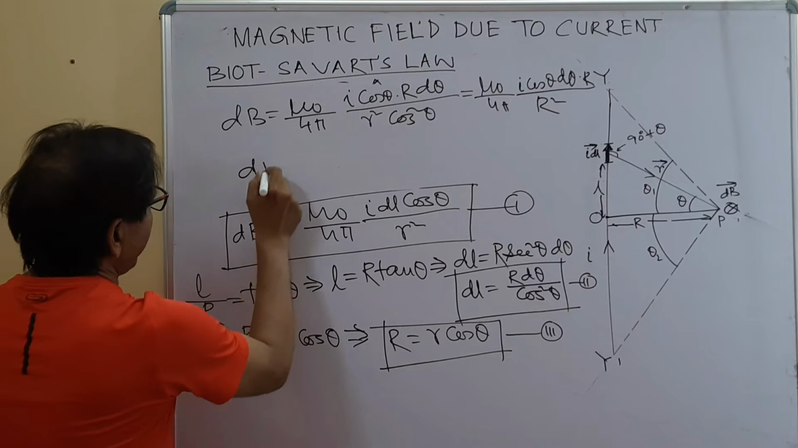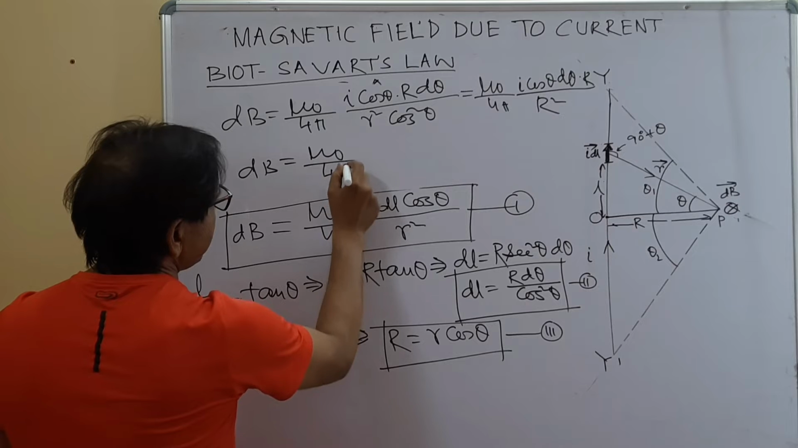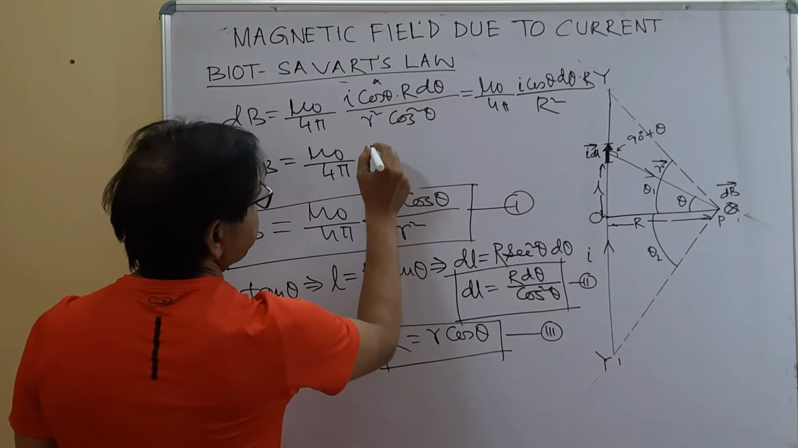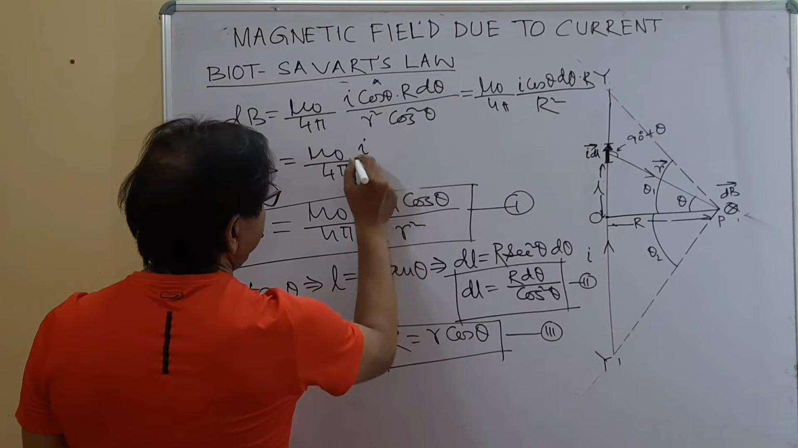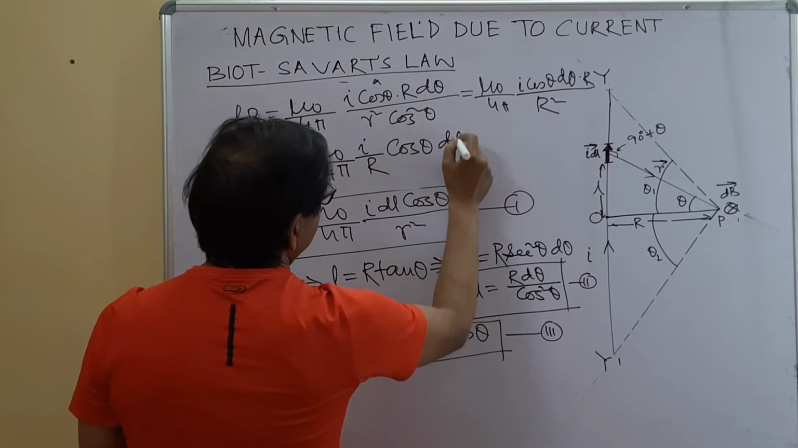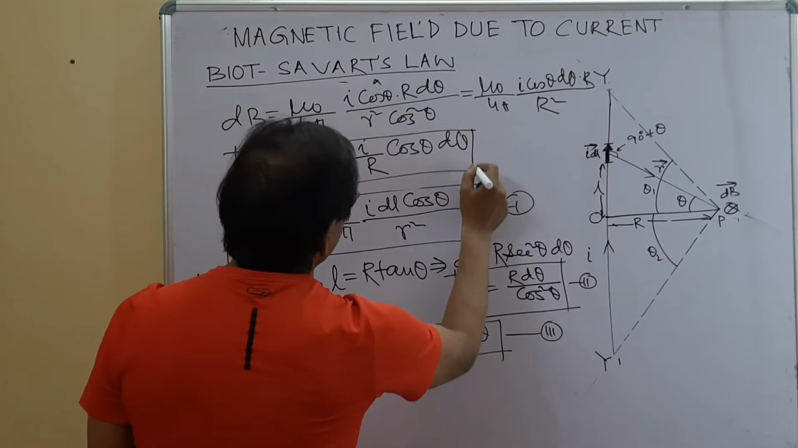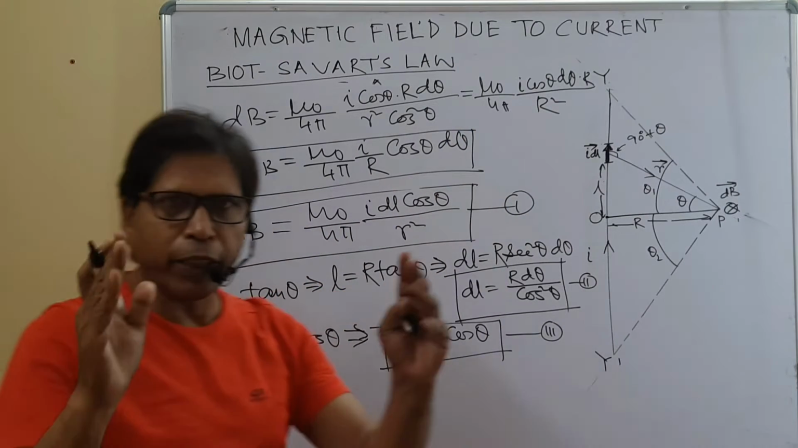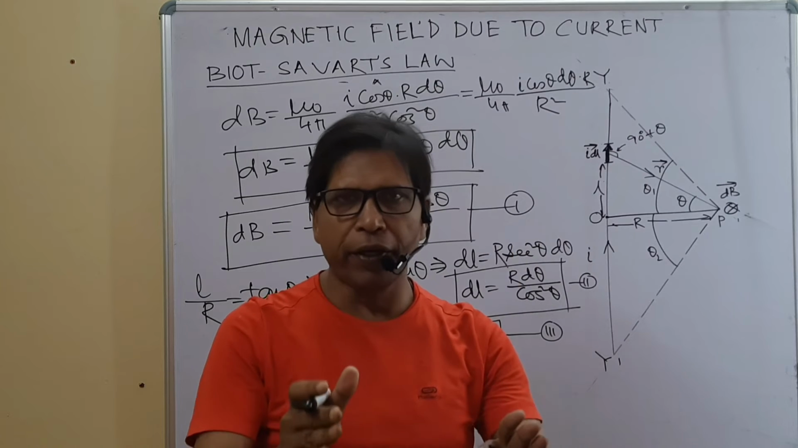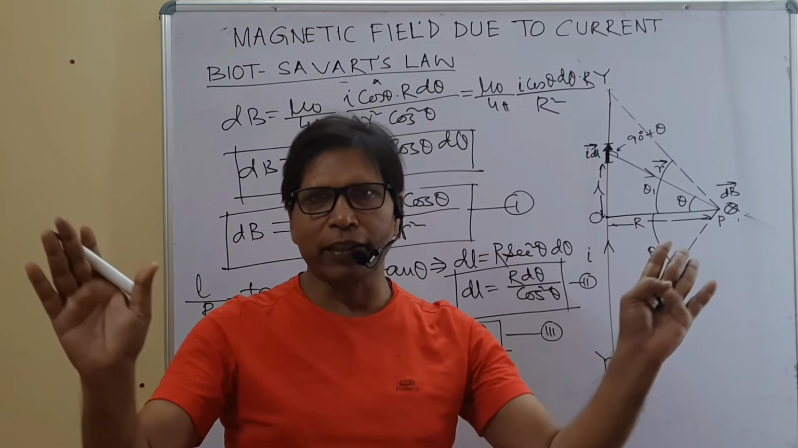Therefore dB equals μ0 by 4π into I by capital R, this is cos θ dθ. This is the final expression of the magnetic field at the point P due to the current element I dl vector.